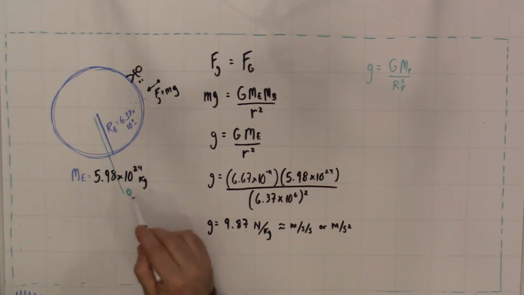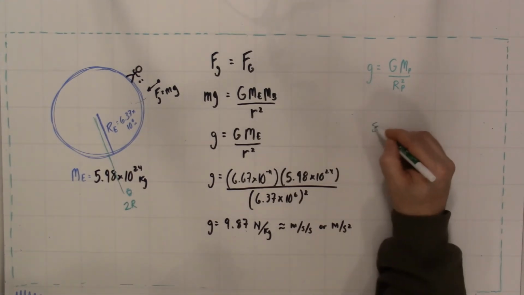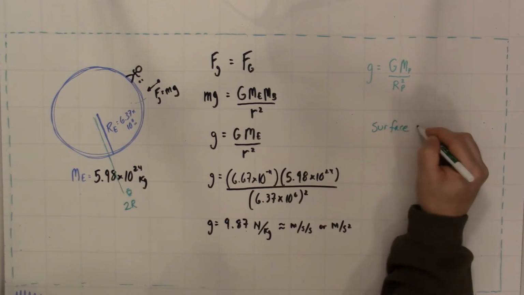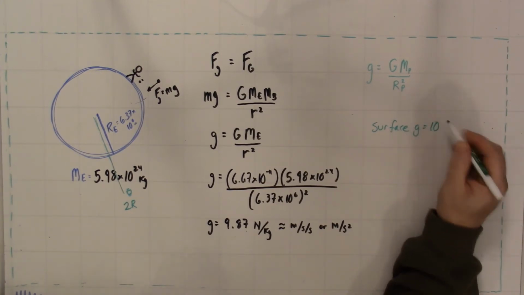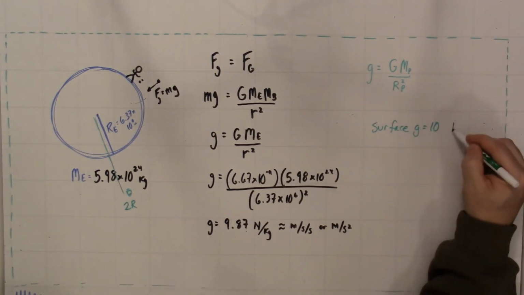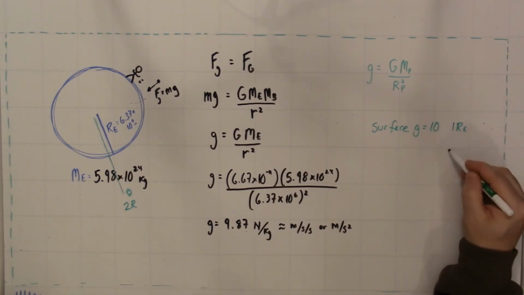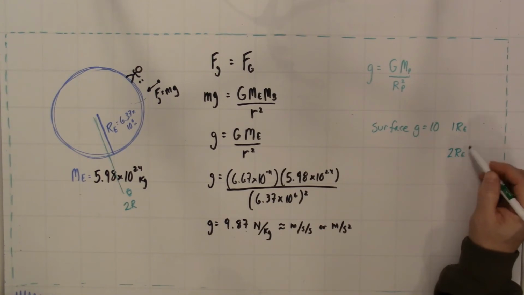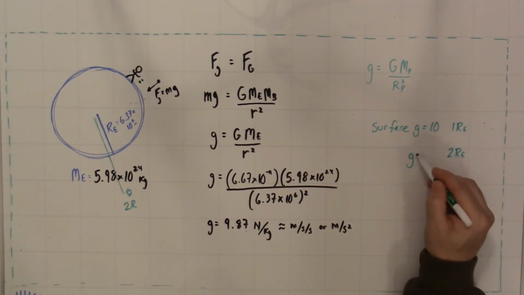What would the gravitational field strength be out here at 2 radii away? Well, at the surface, g is equal to about 10. That's 1 Earth radius. But if you got to 2 Earth radii, what do you think the g value is?